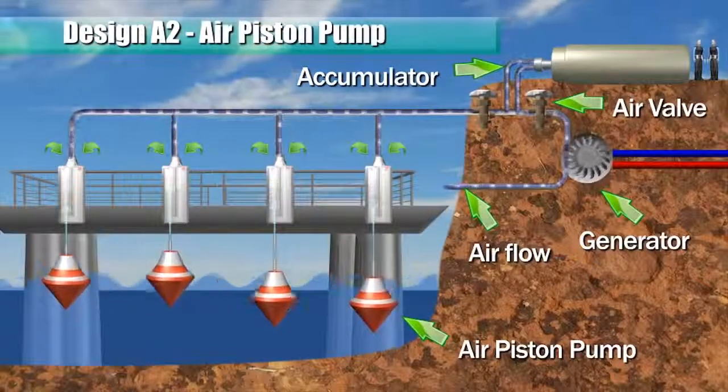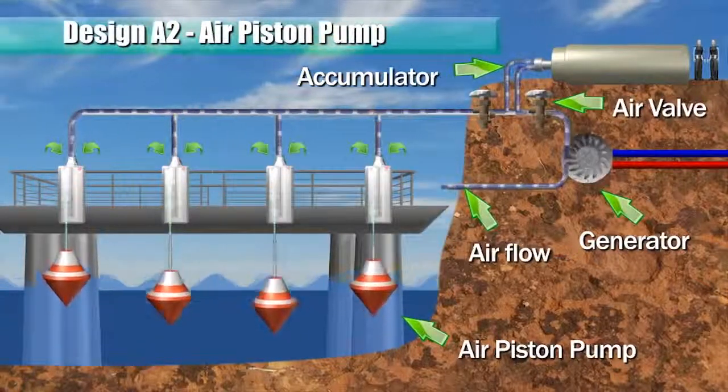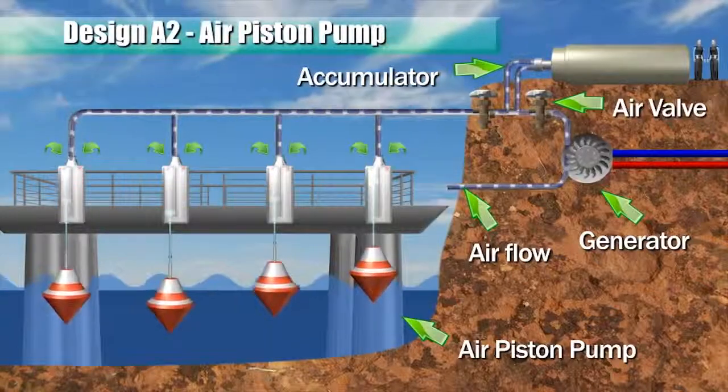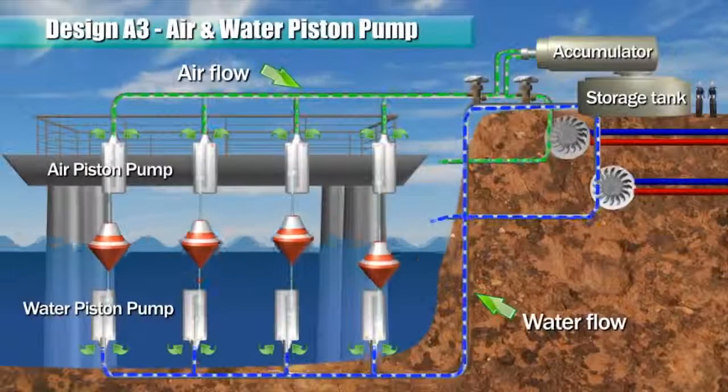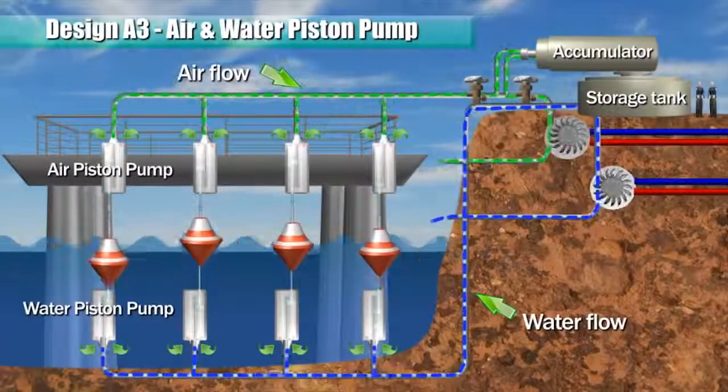The accumulator and flow control valve help to maintain a more constant airflow to drive a turbine and a generator. This design is integrated to be operable with both air and water piston pumps.